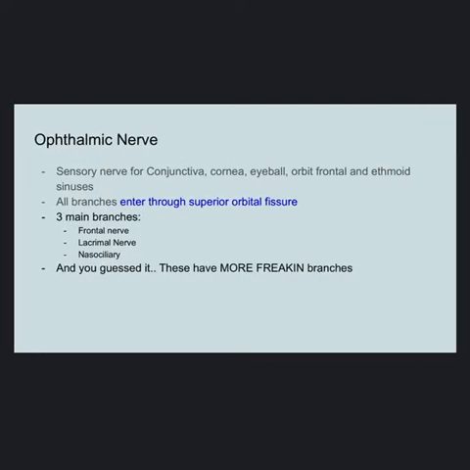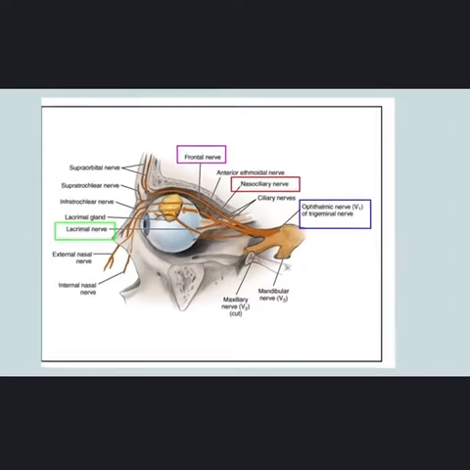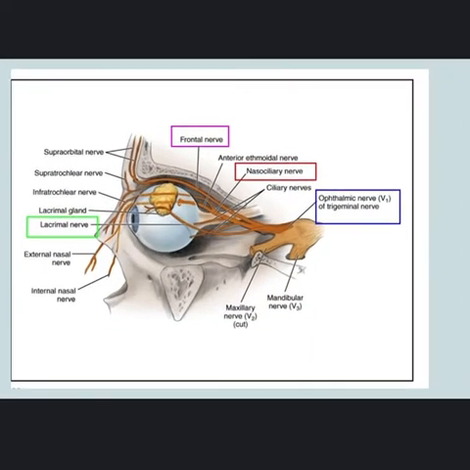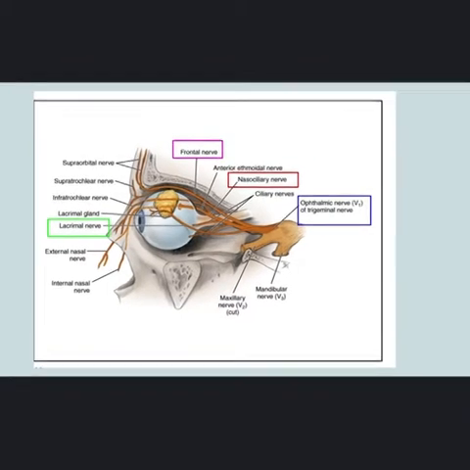So first we're going to go over the ophthalmic nerve. This is a sensory nerve for the cornea, the eyeball, the orbitofrontal, and the ethmoid sinuses. All of these branches enter through the superior orbital fissure. The three main branches of the ophthalmic nerve are the frontal nerve, the lacrimal nerve, and the nasociliary. But these branches have their own branches as well. So in this picture, you can kind of see the frontal nerve, the nasociliary, and the lacrimal nerve in the ophthalmic nerve. They're all circled in different colors.